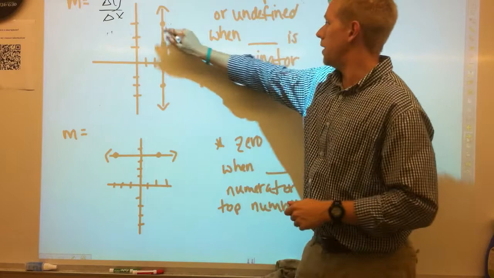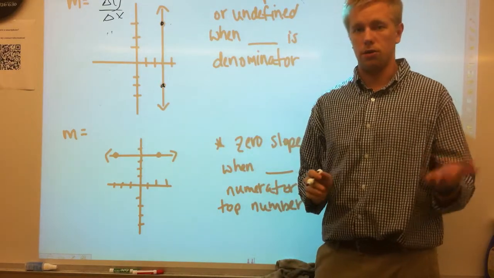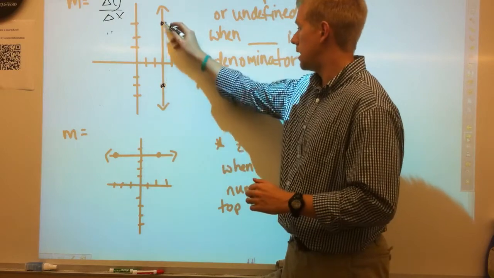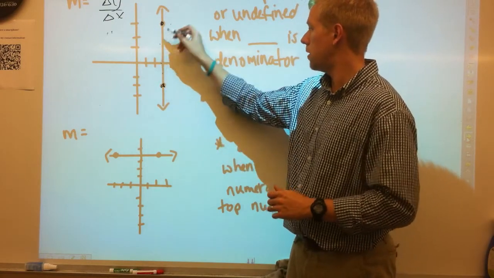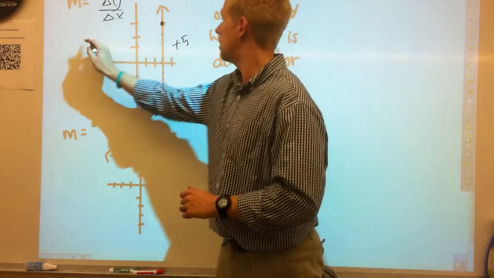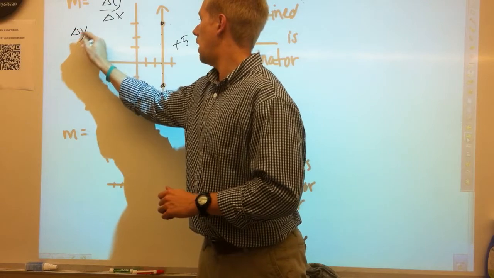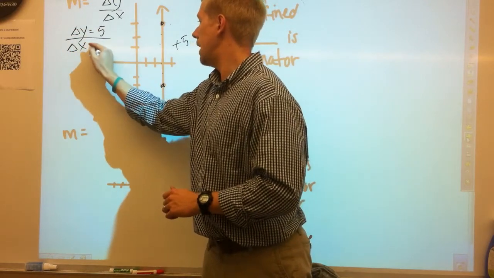If I take these 2 points, here and here, I want to find the change in y. We always start with change in y. So I'm going to count from this dot to that dot. I'll go up 1, 2, 3, 4, 5. So I went up 5. That was my change in y, up 5, over my change in x.